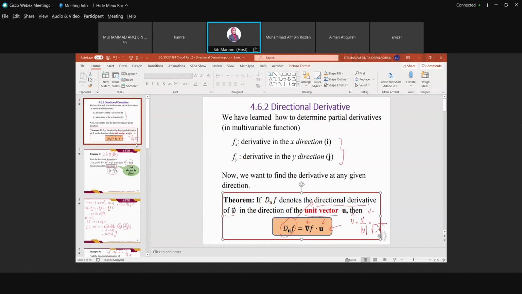Alright. So now we'll go to the directional derivative. Okay, if the question asks for directional derivative, then this is the formula. You need to find the grad f, and then you need to find the unit vector. So if you are given a vector, you need to find the unit vector first. Then only you can proceed. After you find the grad f and u, then you just dot these two functions.